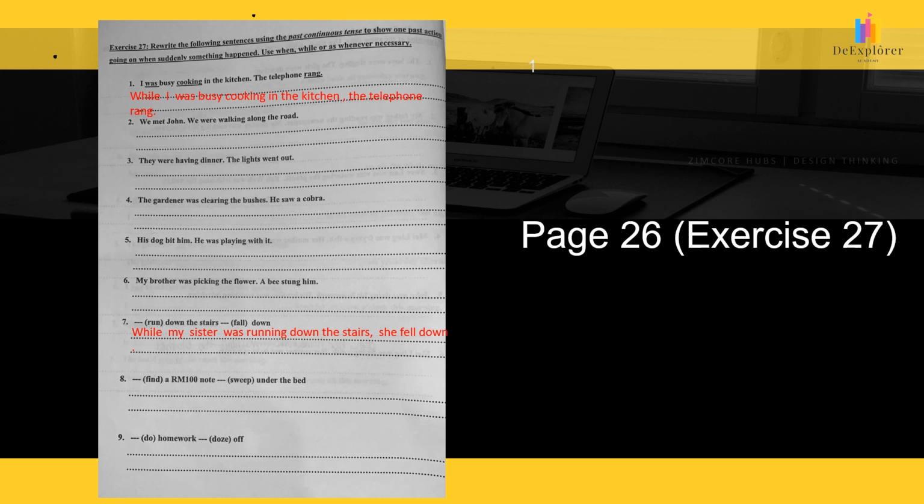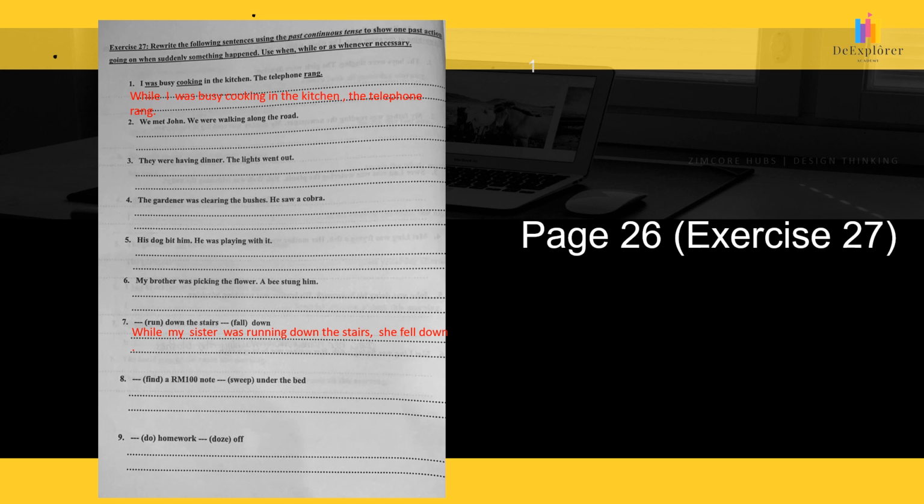Okay, after doing that, now you need to write this whole sentence. So if I use the word while my sister, okay, anybody can be the subject. While my sister was running down the stairs, comma, she fell down. Full stop. Okay, so see, this is a very easy sentence. While my sister was running, action going on at a certain time in the past, was running down the stairs, comma, she fell. Suddenly, she fell. Okay, so that's for number 7.